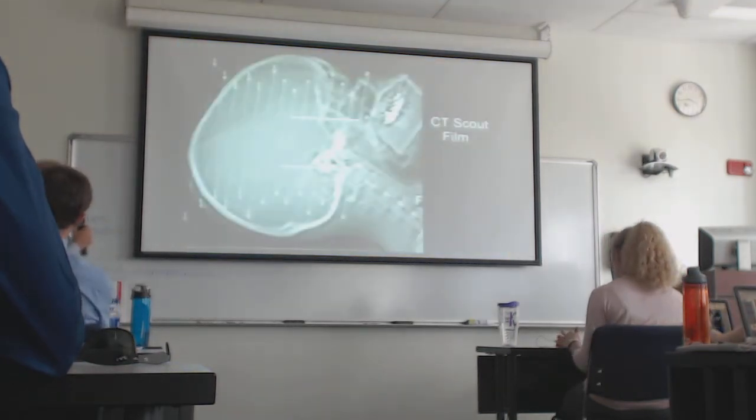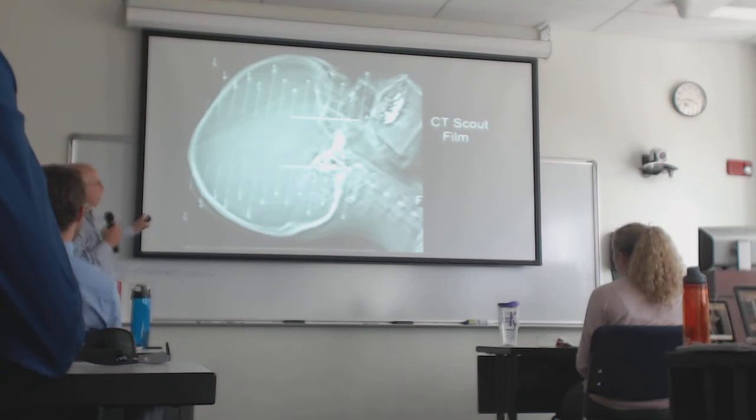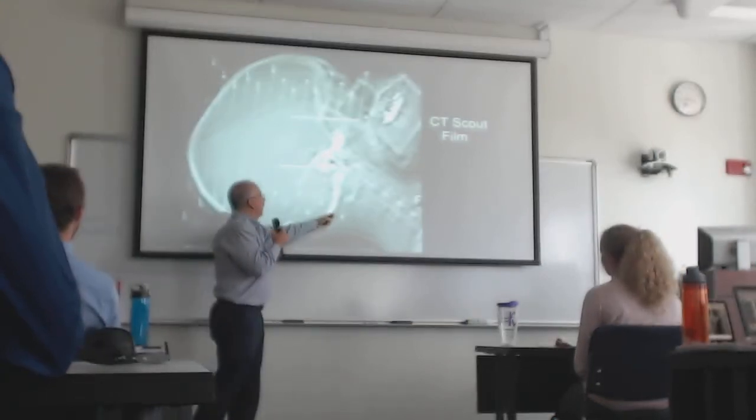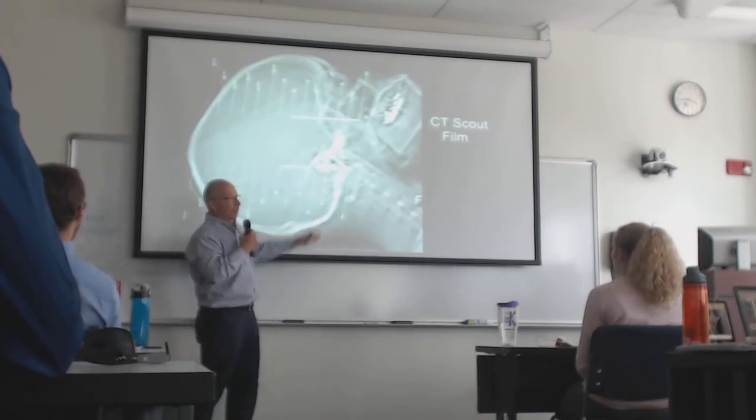So how do we orient ourselves? What are we doing? This is what's called a scout film for CT. It kind of tells you where the slices are that you're looking at. So every slice has a number, and when you look at slice number 2, you know it was taken there.